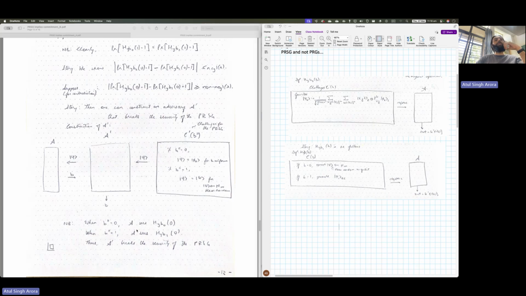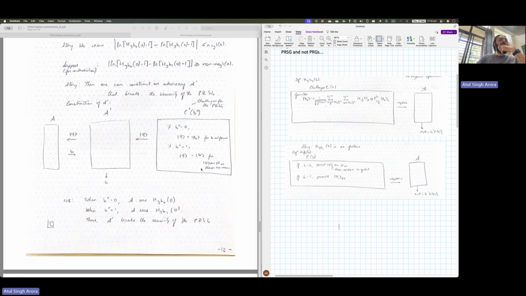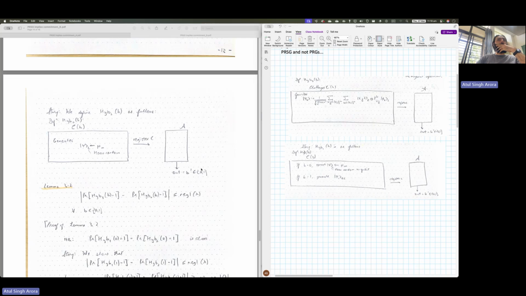And then when B double prime is 1, A is going to see hybrid 1 of 0, right? So hybrid 1 of 0 is what? An actual hard random state. So if there is any advantage that A has when it plays against hybrid 0 or hybrid 1, then A prime is going to have essentially the same advantage against the PRSG security. And so therefore, if A breaks the security, then A prime breaks the security of PRSG. Okay, so that's good.